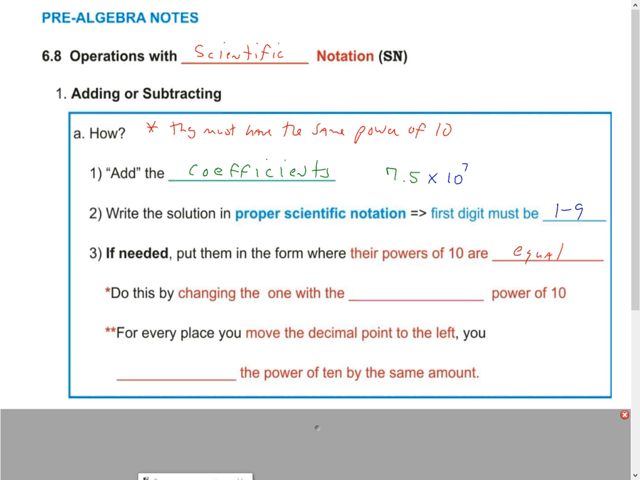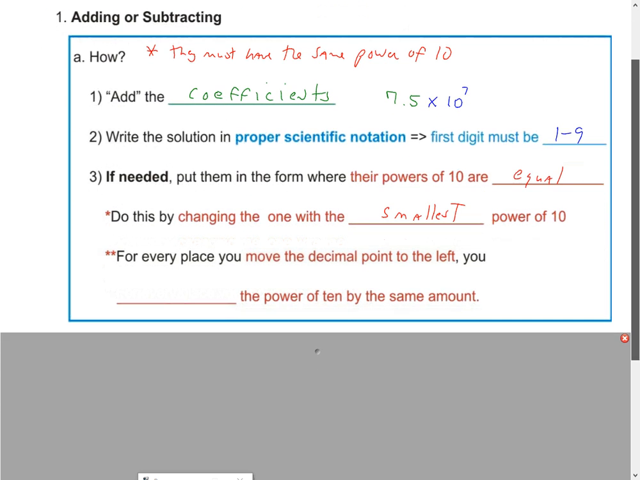Do this by changing the one with the smallest power of 10. That's a big clue and an important thing. If you try to do the largest, it's harder. I'll show you what I mean in a minute. I'll give you some examples. Again, I know this is just words, doesn't mean as much right now, but we'll get there.